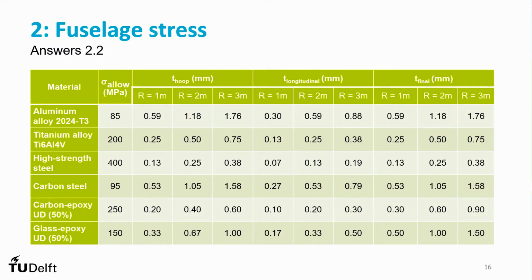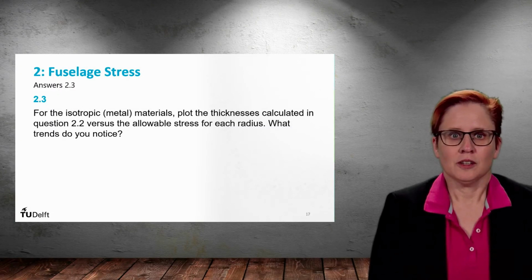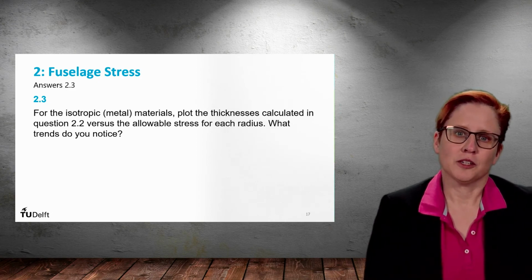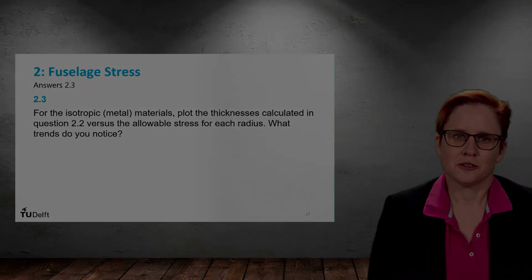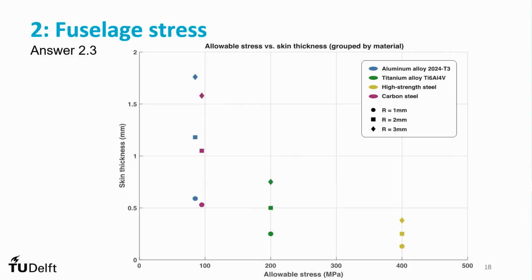If you do all your calculations, this is what the complete set of results should be after you've completed them. Hopefully, they match. In this question, you were asked to plot the thickness calculated in question 2.2 versus the allowable stress for each radius. What trends can you notice? So let's have a look at isotropic materials. The plot should look something like this.